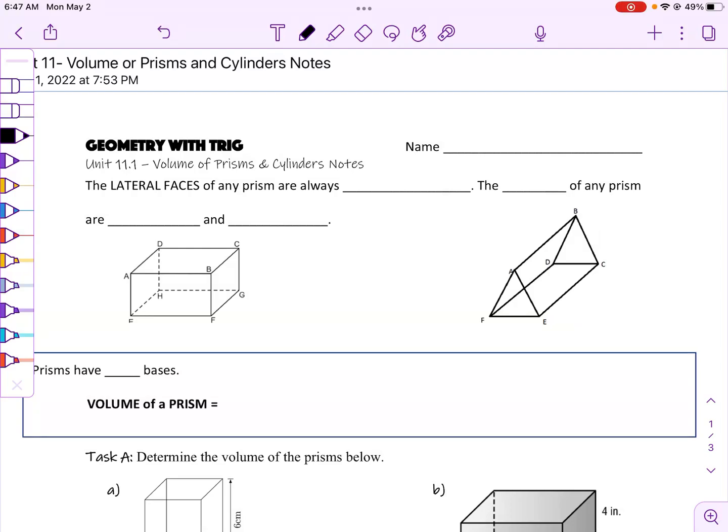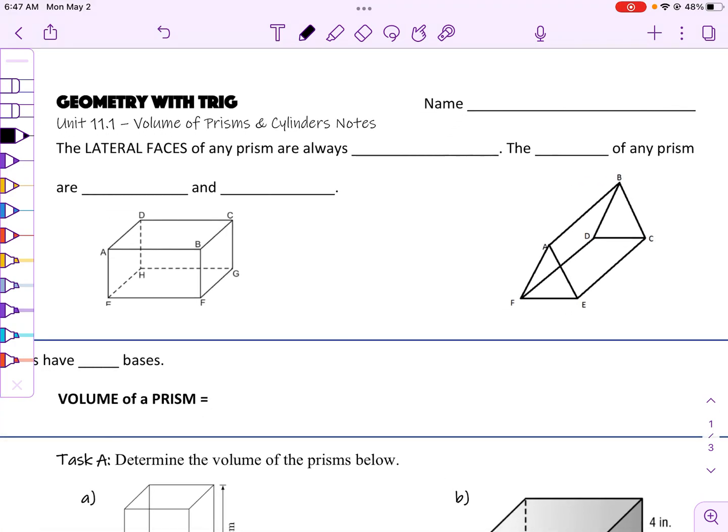Good morning, we're doing Unit 11. We're going to start with volumes of prisms and cylinders. So it says the lateral faces of any prism are rectangles.